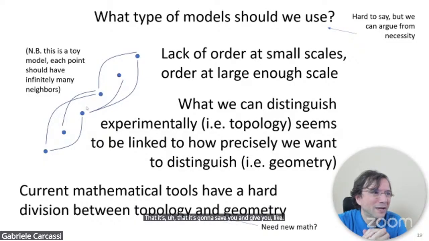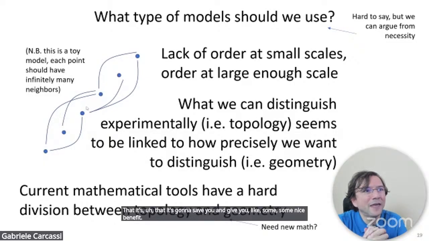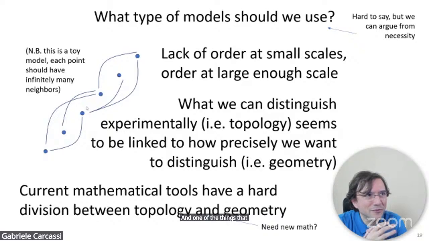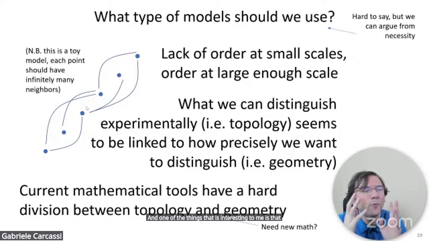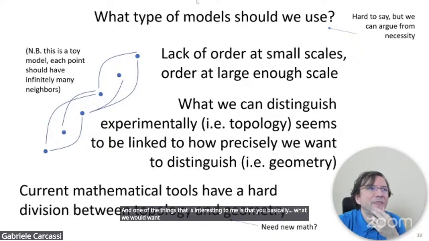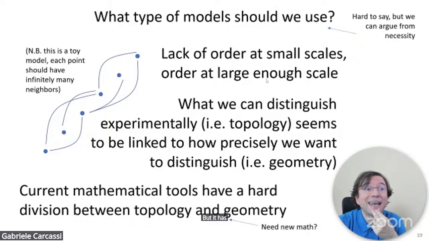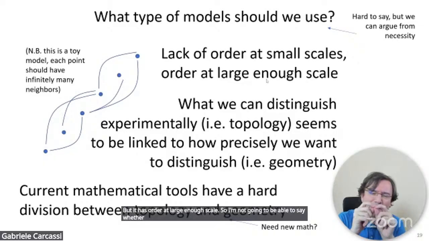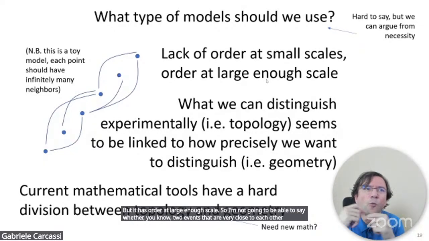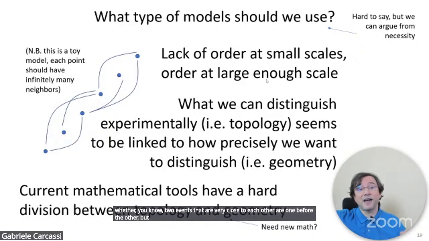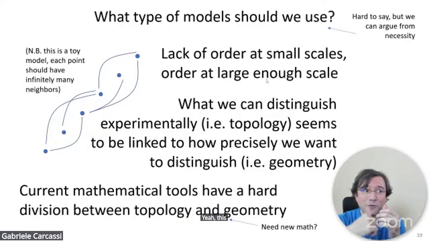So you're not going to have a linear order that is going to save you and give you some nice quality. And one of the things that is interesting to me is what we would want is something that does not have order at small scale, but has order at large enough scale. So I'm not going to be able to say whether two events that are very close to each other are one before the other. But if they are very far from each other, I should be able to say, yeah, this one is before the other.